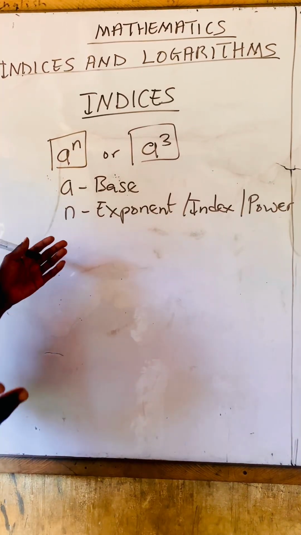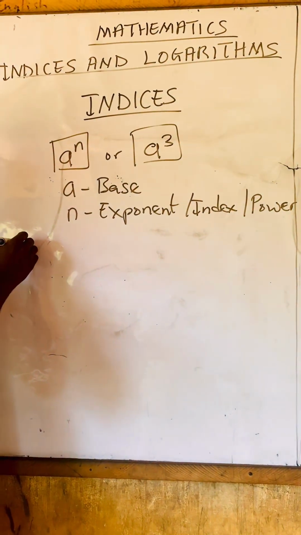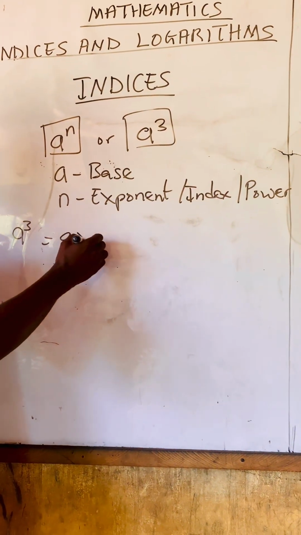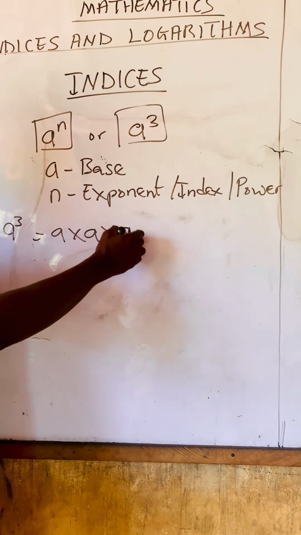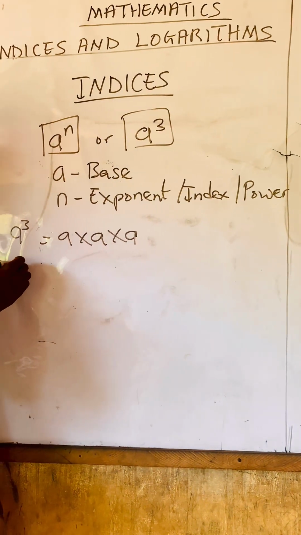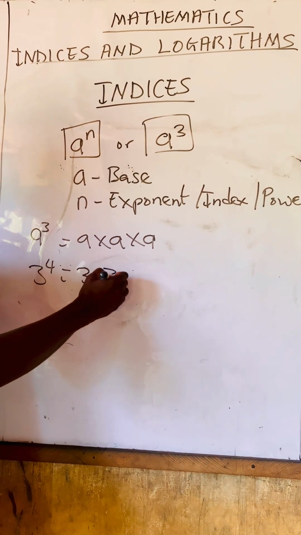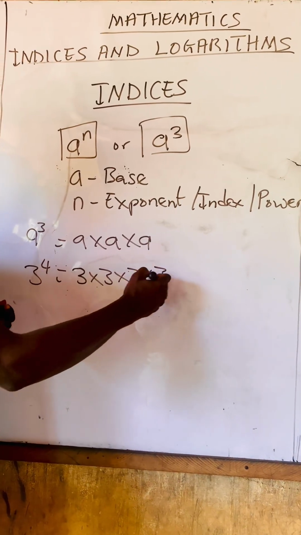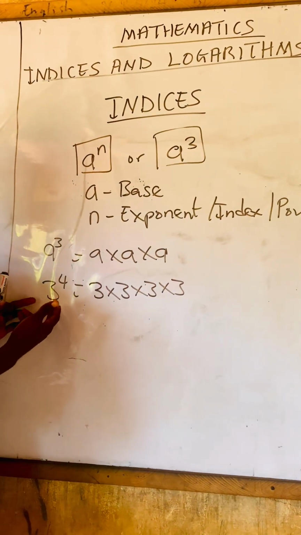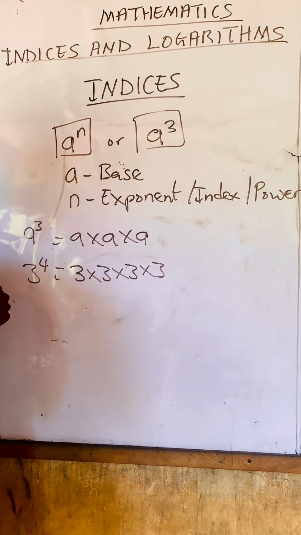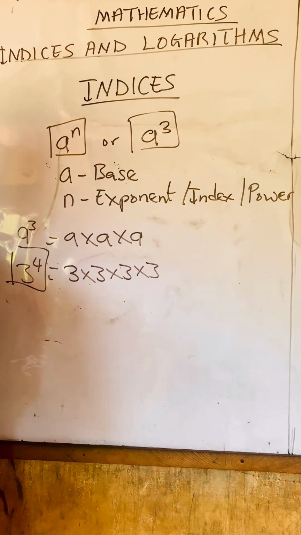Now let's look at one example. If we are given a raised to the power 3, we can write it as a times a times a. The same thing applies to 3 raised to the power 4, which can be written as 3 times 3 times 3 times 3. So you can see that we have expanded the indices in this word form.